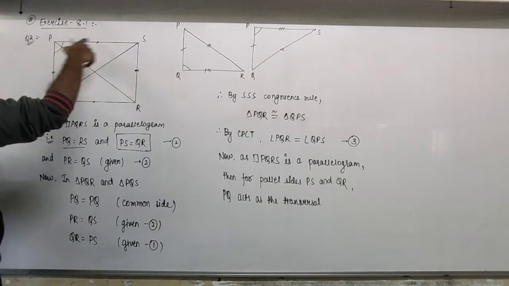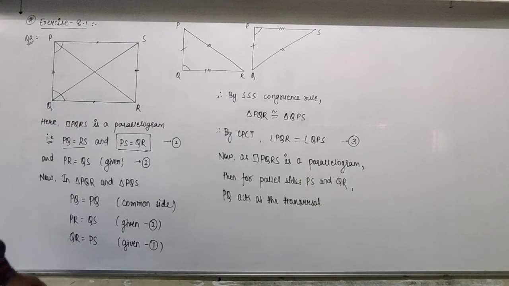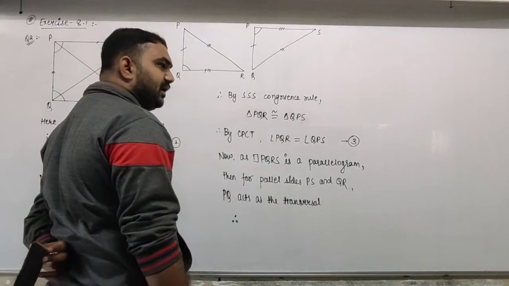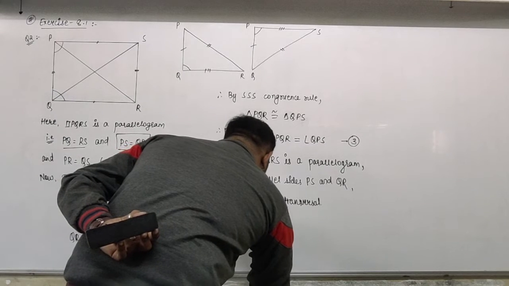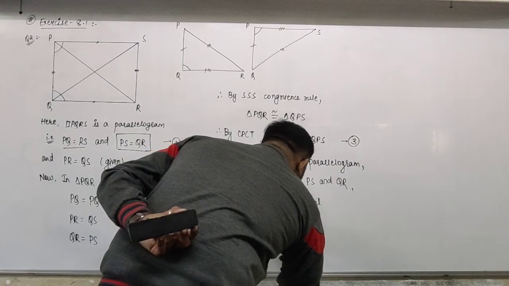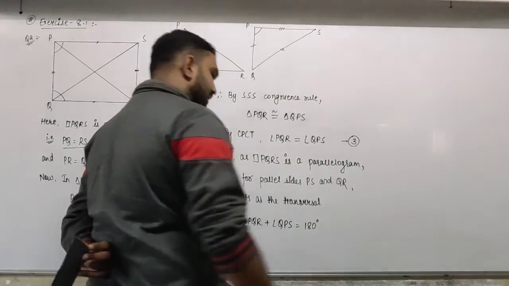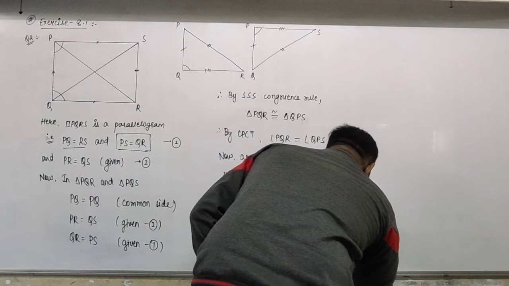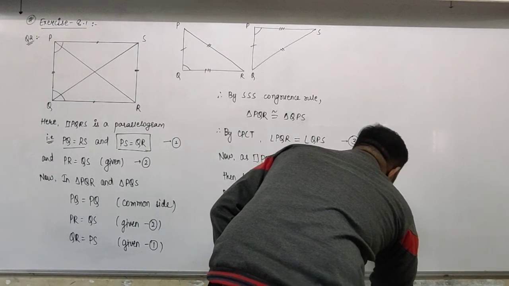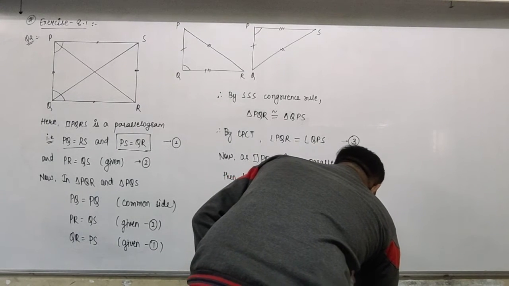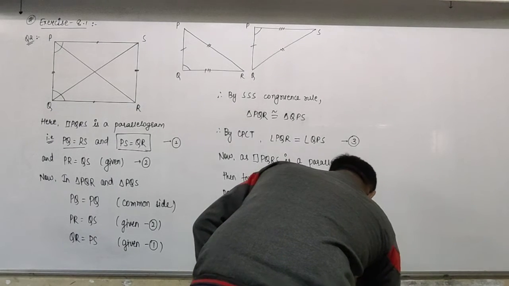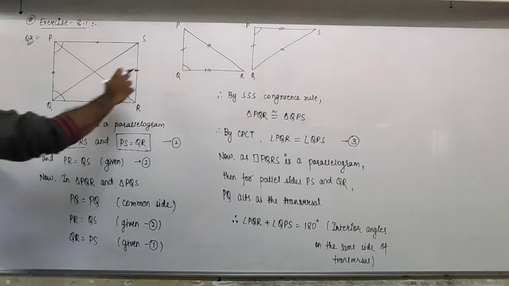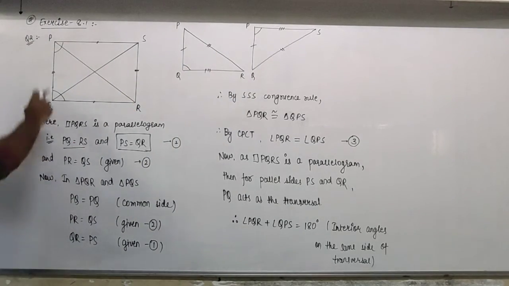For the sides PS and QR, this PQ will be the transversal. Now when there is a transversal, recall the concept of chapter 6. Therefore angle PQR plus angle QPS is equals to 180 degree. They are interior angles on the same side of the transversal. What happens when you add these two angles? Angles of this type.